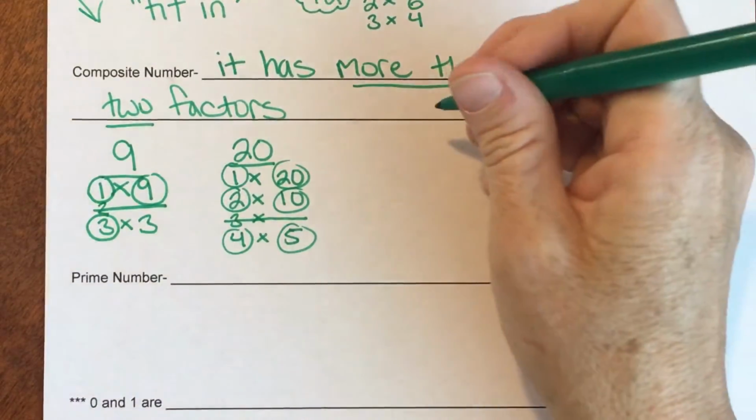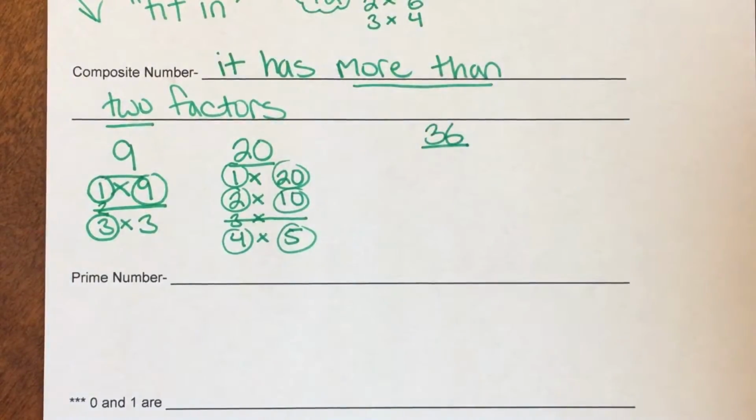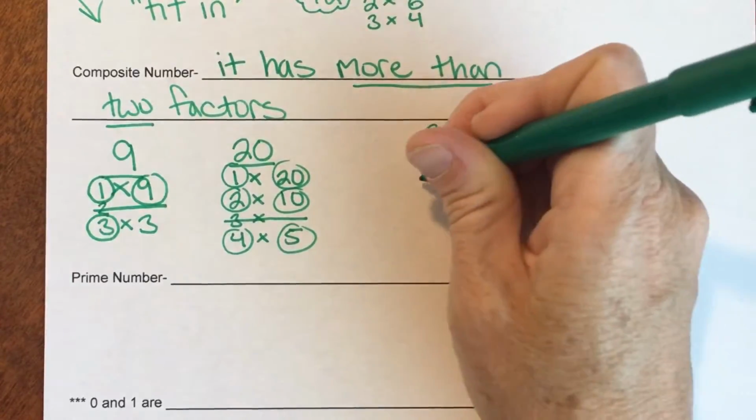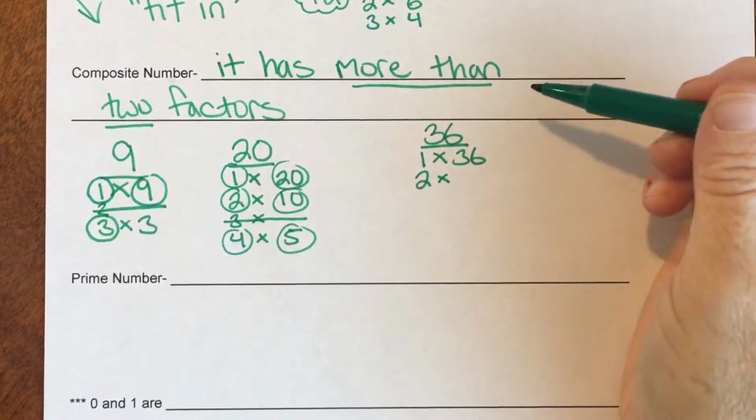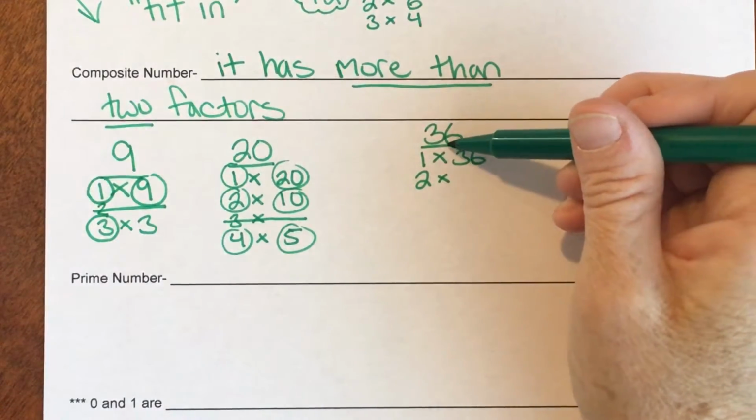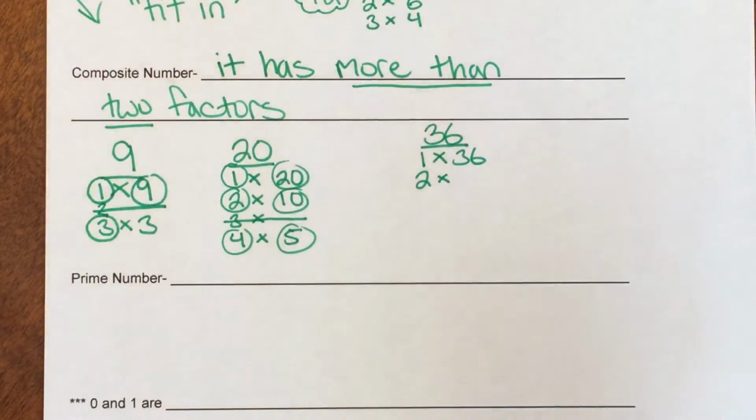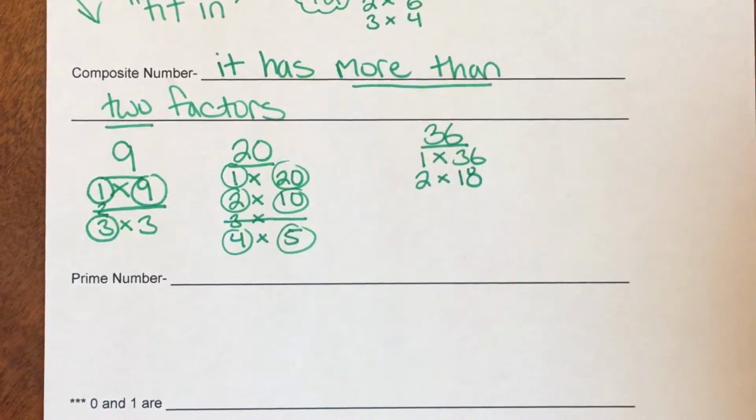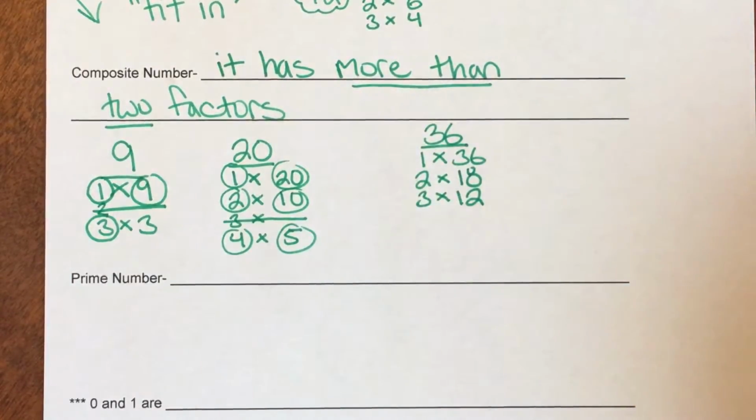We're going to try one more. What if I tried the number 36? Well, with 36, we're going to try 1 first. 1 times 36. 2 times, well, this is a hard one, because I know 2 is going to work since we've been talking about our divisibility rules, and this is divisible by 2 because the ones place is even. So I might have to count by 2's if I need to. But I know it's 2 times 18. Then I'm going to try 3 next. 3 times 12.